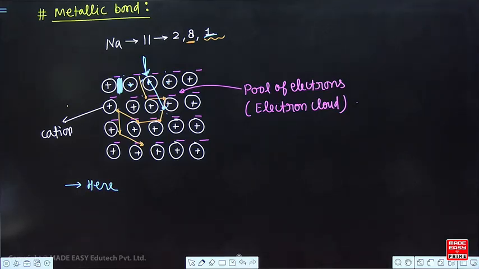The free electrons shield cations from mutual repulsive force.